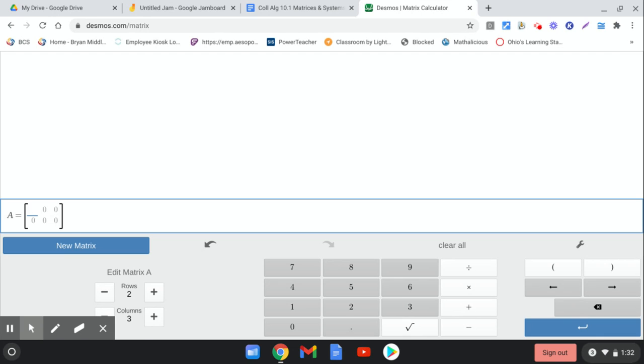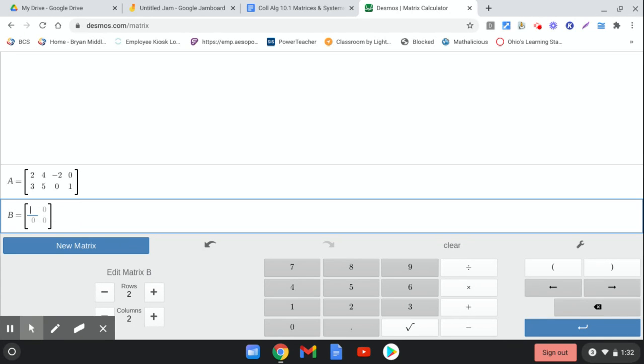This one has 2 rows and 4 columns. And then we'll just enter in what we had for matrix A. Also, I want to mention graphing calculators do matrices. So sometime when you're in class, if you have a graphing calculator, I'll show you how to do matrices on it. But for now, Desmos is great.